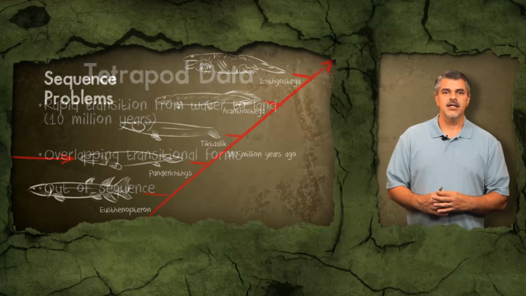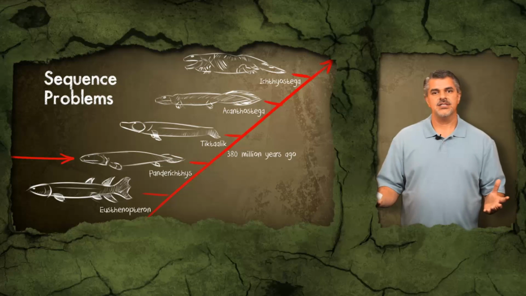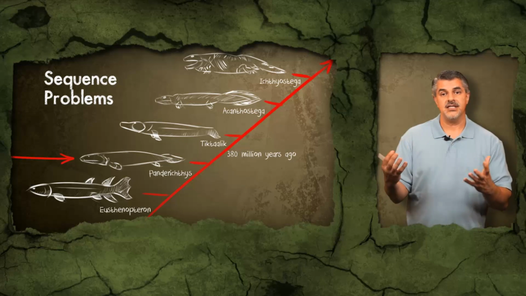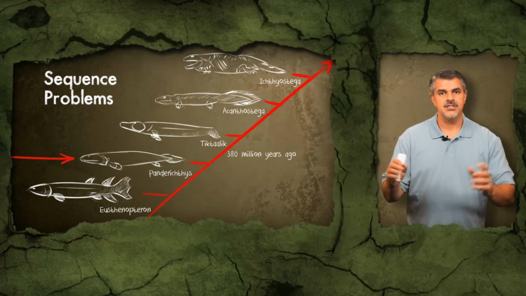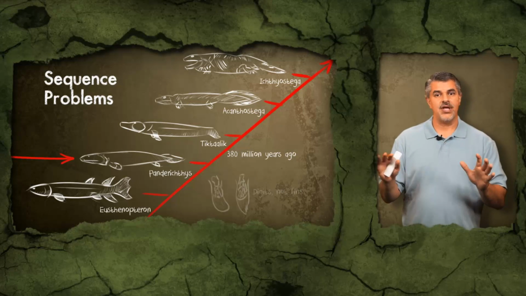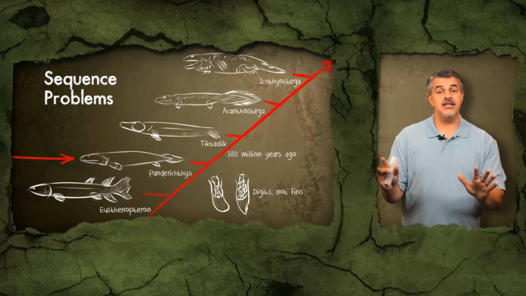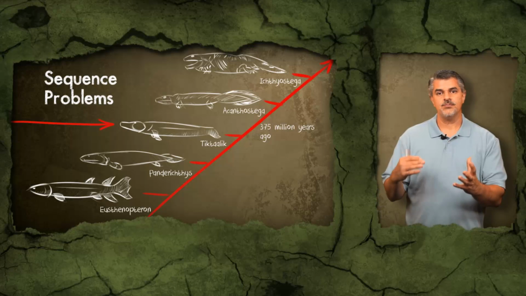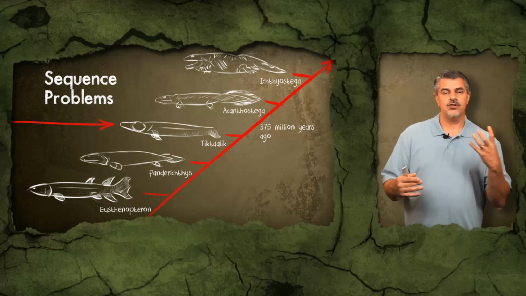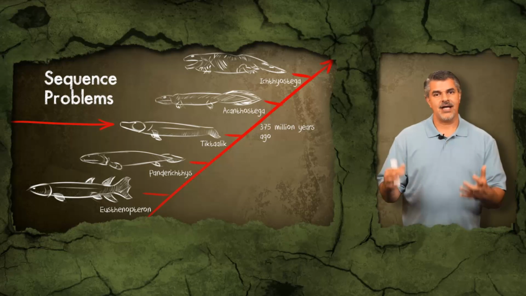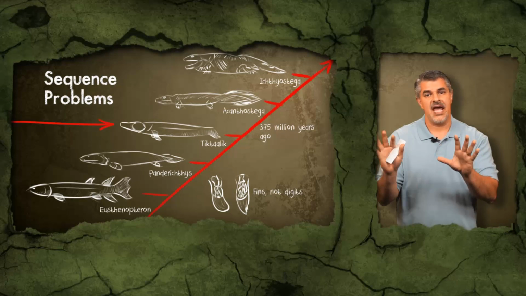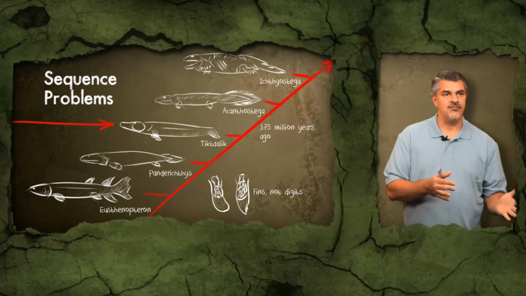For example, Panderichthys is considered to be one of the very first fishopods, very closely related to lobe-finned fish. But when scientists examine the forelimbs of Panderichthys, it actually has digits. It doesn't have fins, it has digits. On the other hand, Tiktaalik, which is supposed to be this perfect midpoint between a lobe-finned fish and a tetrapod, actually has fins on its forelimbs. It doesn't have digits. In other words, things are out of order.